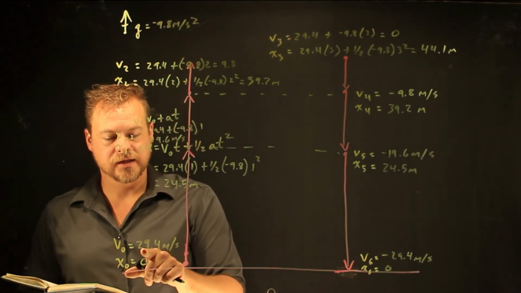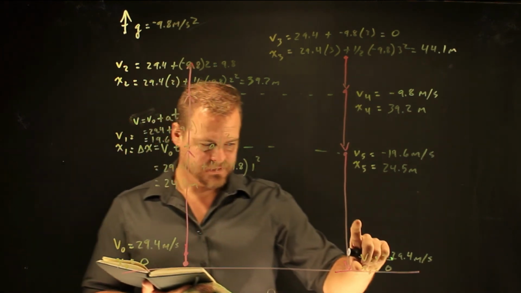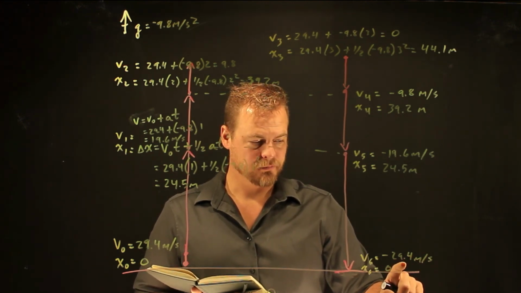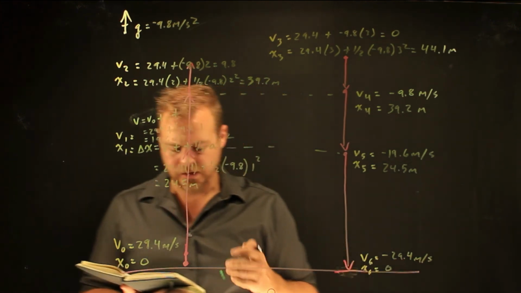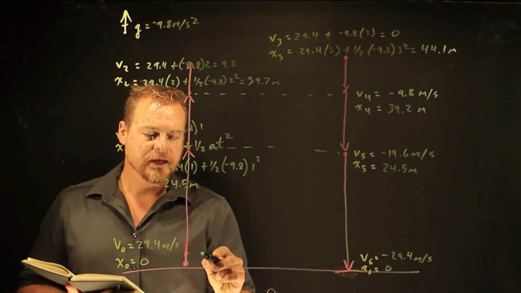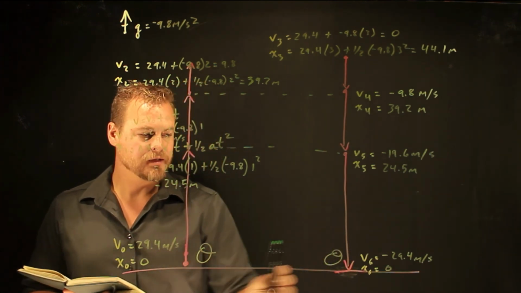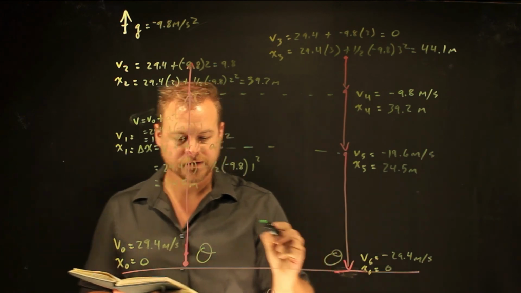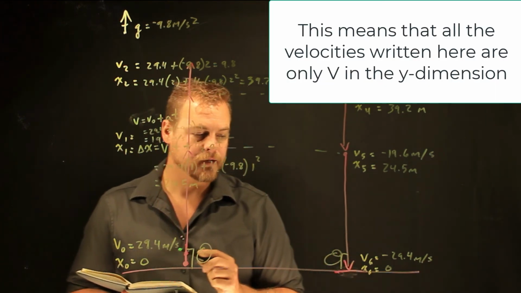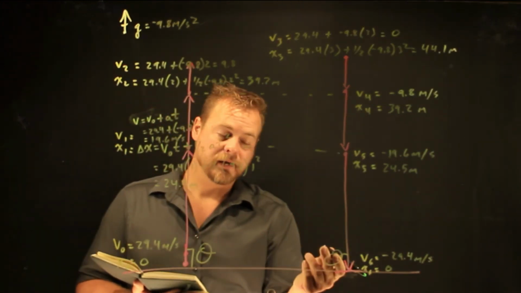Your launch velocity, 29.4 meters per second here, is the same as its impact velocity, negative 29.4 meters per second. The other thing that you'll notice when we start doing the angled launches is that the angle of launch is the same as the angle of impact. So we launched from 90 degrees and we ended at 90 degrees. Okay? If we launched at 45, we would land at 45.